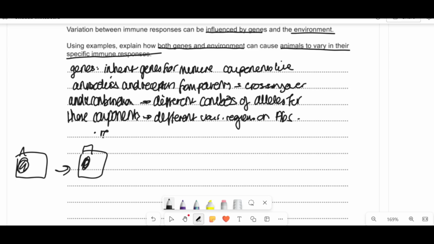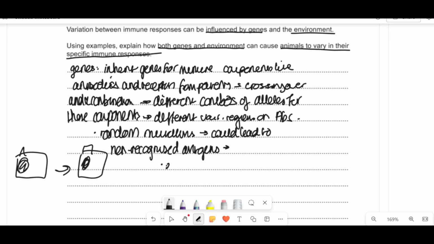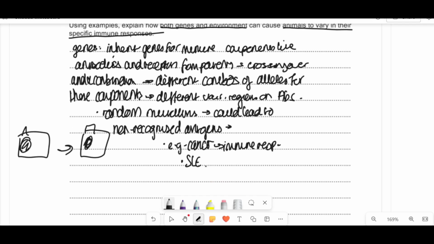So sometimes random mutations can happen, which could lead to non-recognized antigens. This could lead to, for example, cancer, right? And that gives an immune response to cancer. But as well as that, for example in systemic lupus erythematosus, rheumatoid arthritis or allergies, you can have an autoimmune disease where the immune system attacks your own body because it's now recognizing it as a problem. That could be because of a mutation changing alleles, or it could be the way that you inherit your antibodies, those alleles that code for them, just happen to go for that. So there's that, and also different antigens. So there's the genetic part.